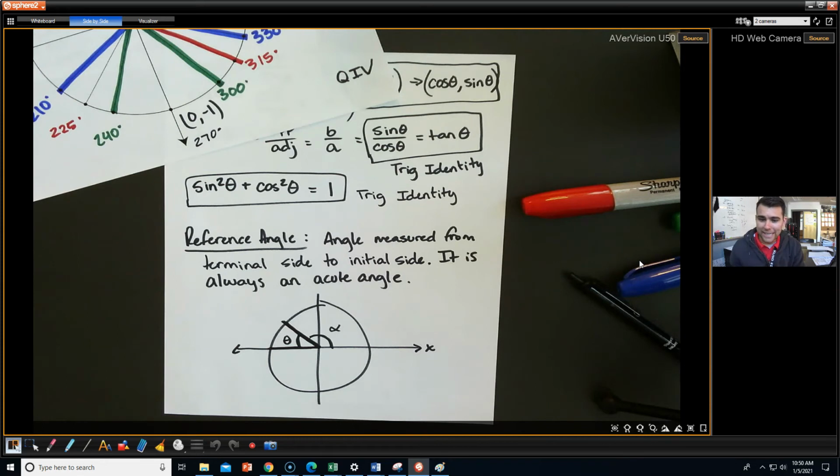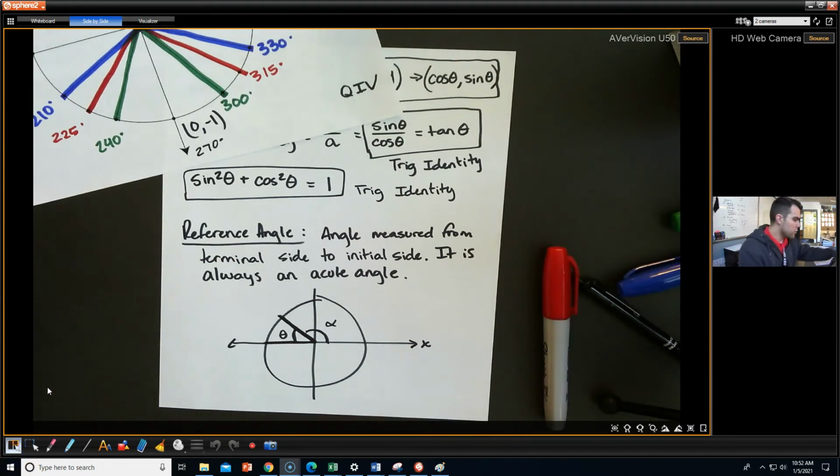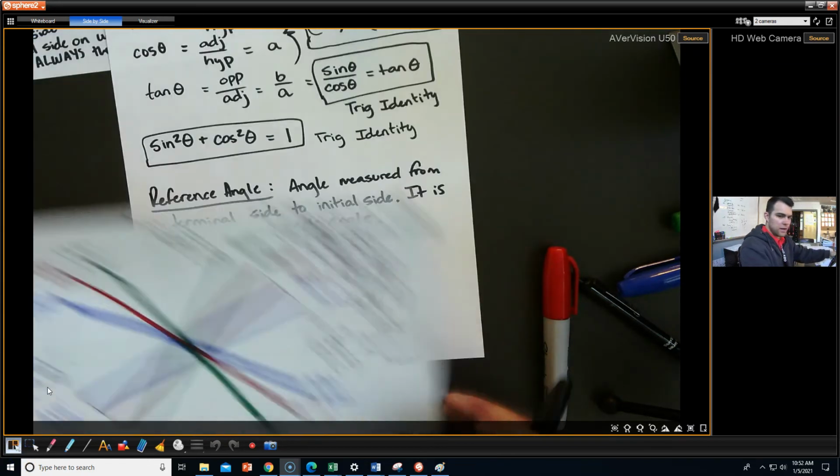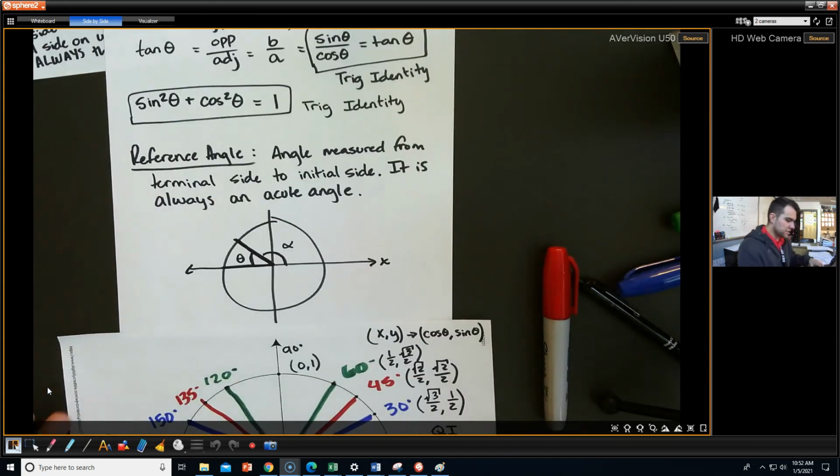So how do I actually get those reference angles? Well, there's actually a nice little way of doing it that we're going to fill out right now. So on our unit circle chart, let's start making some reference angles.